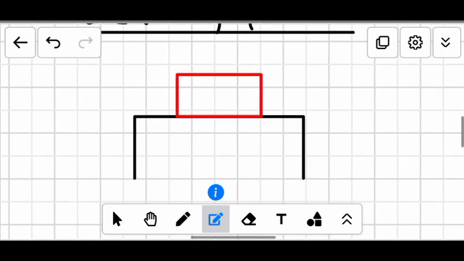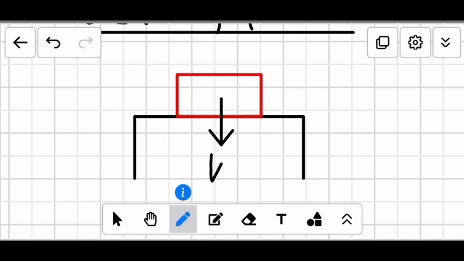Good. So we're going to talk about the first force, that is the weight of the body. The weight of this body acts downward in this direction. So that is a weight W. It acts downward in that direction.